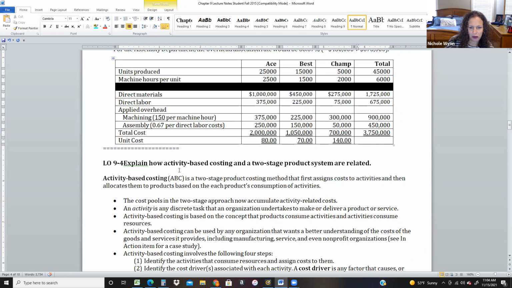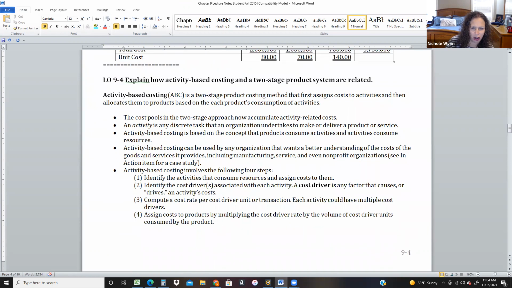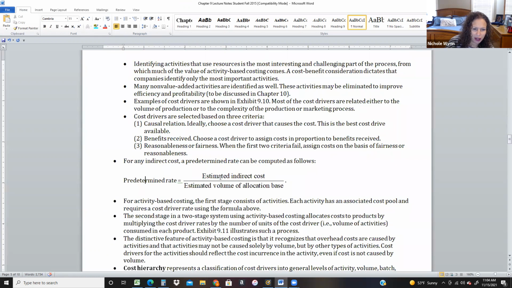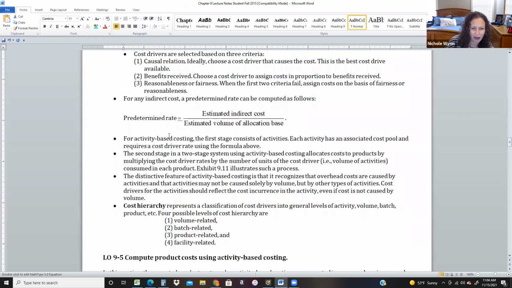So basically activity-based costing, the two-stage system, is when you have more than one cost pool and more than one activity. It's just kind of what you want to call it. Again, the predetermined overhead rate is estimated overhead divided by an estimated driver of some kind. In activity-based costing, the first stage is when you take the overhead and divide the costs into different groups. Then you estimate what the drivers are for each group, how much of the drivers you expect for each group, and then you get a rate for each group.